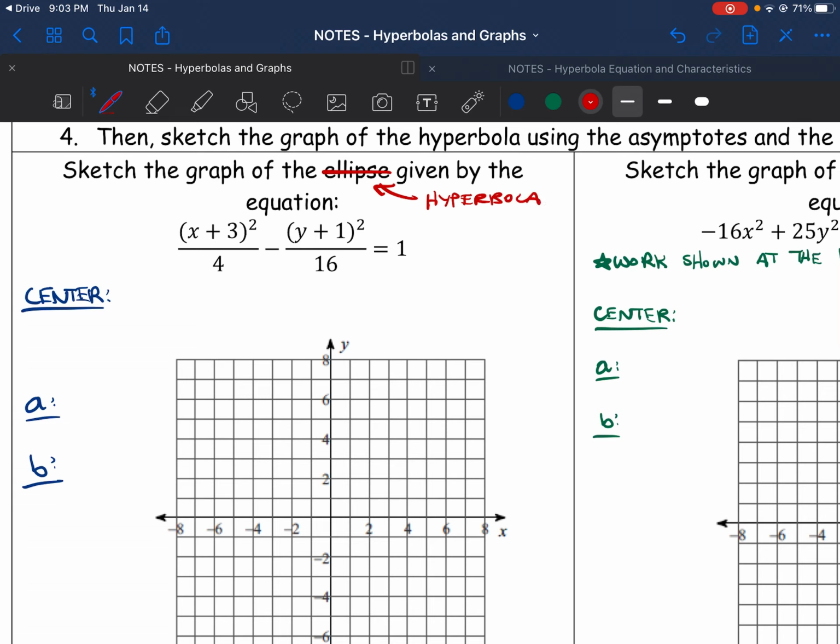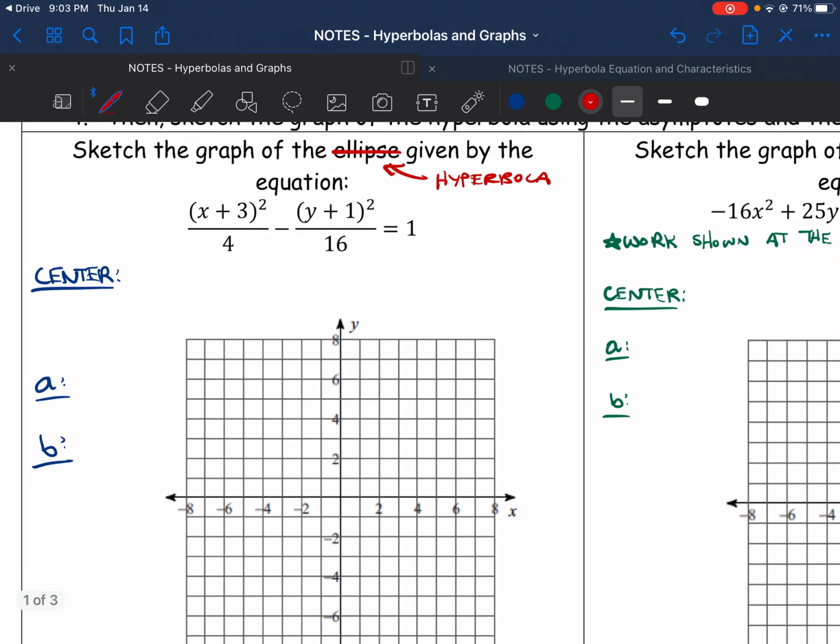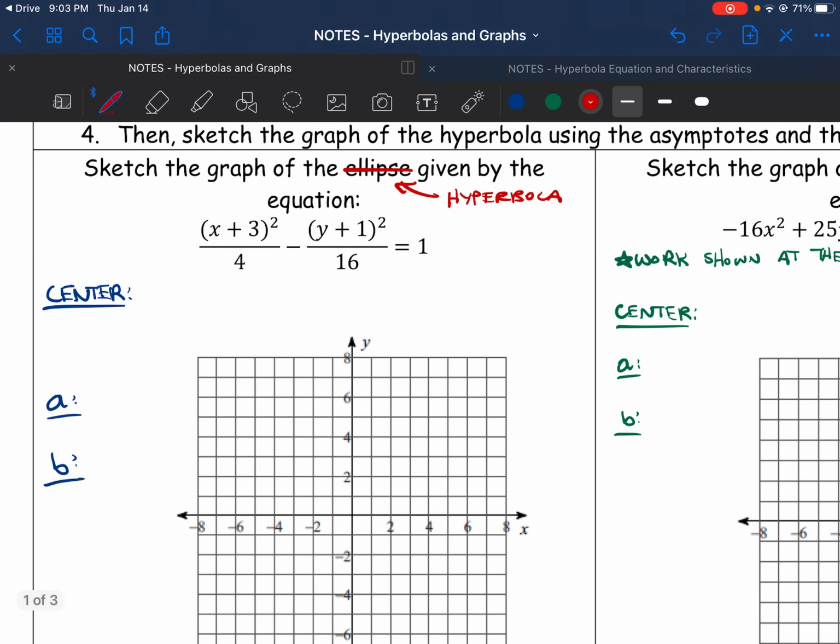All right, sketch the graph of the hyperbola given by the equation (x plus 3) squared over 4 minus (y plus 1) squared over 16 equals 1. First thing that I think is important to identify is what kind of hyperbola we're dealing with. Notice that x is the variable that comes first on the left here, so this is a left-right opening hyperbola.